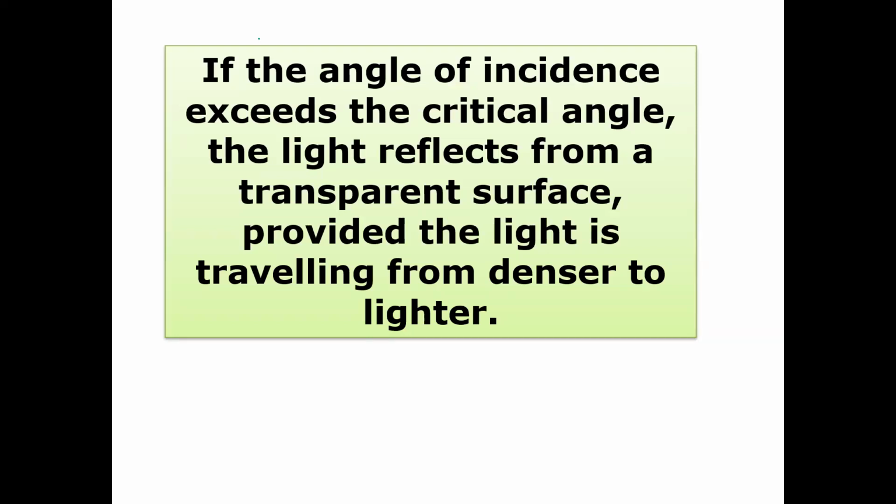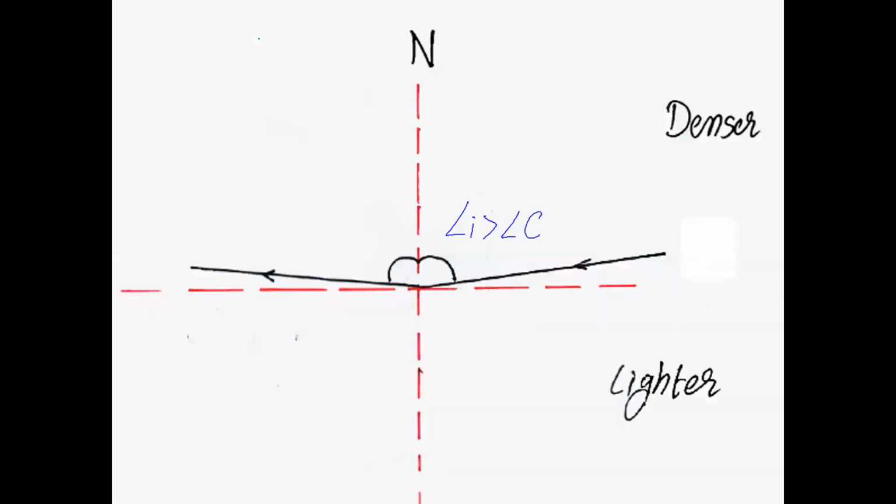This phenomenon is called total internal reflection. This happens when light is traveling from denser to lighter and angle I is greater than angle C. Remember, in this chapter, I means incidence angle and C means critical angle. You have to copy this.